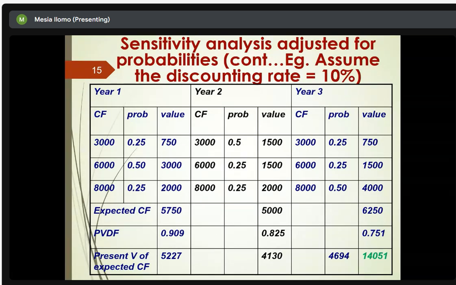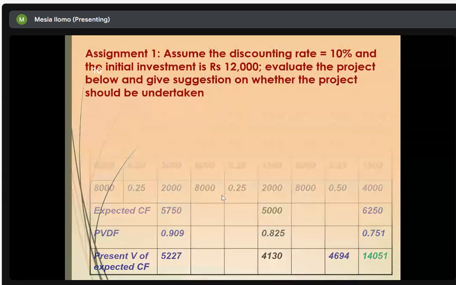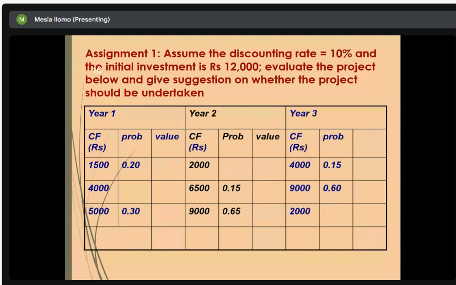Okay, so just to proceed. Now, I want you to work on this, and should I give you 10 minutes? We want you to check. You have the discount rate of 10% and the initial investment of 12,000. I want you to evaluate this project and tell us if we should undertake this project. So 10 minutes, then I will intervene.